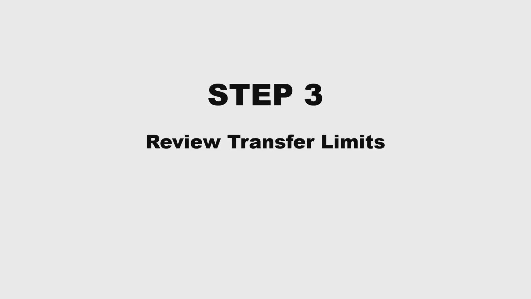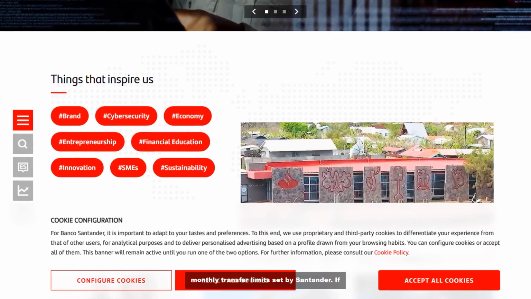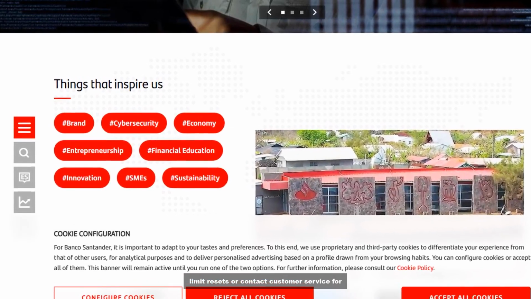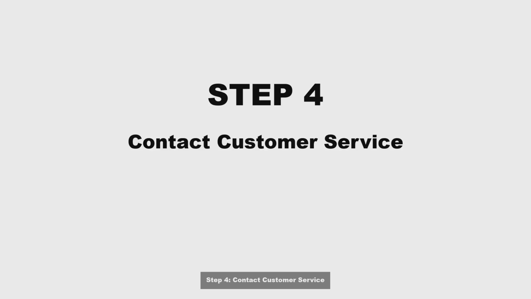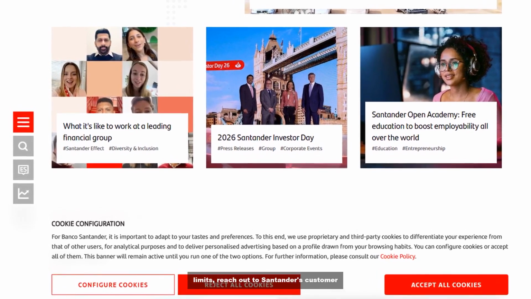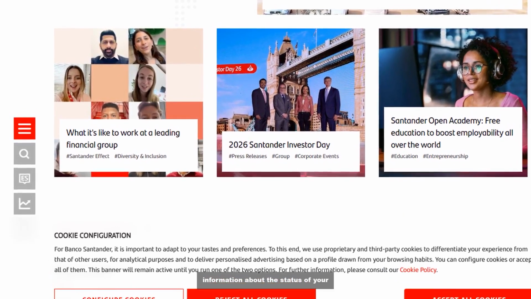Step 3. Review transfer limits. Check if you have exceeded any daily or monthly transfer limits set by Santander. If you have, you may need to wait until the limit resets or contact customer service for assistance. Step 4. Contact customer service. If the transfer is still pending after verifying the details, account balance, and limits, reach out to Santander's customer service. They can provide specific information about the status of your transfer.